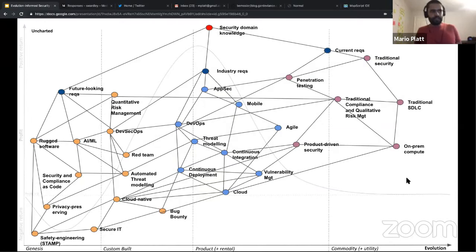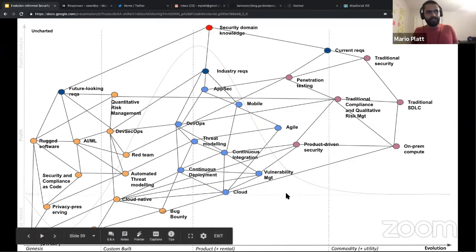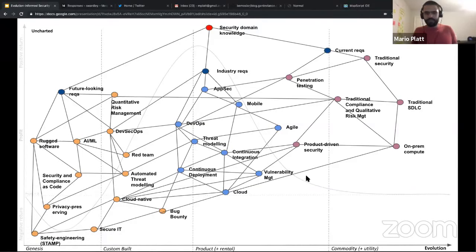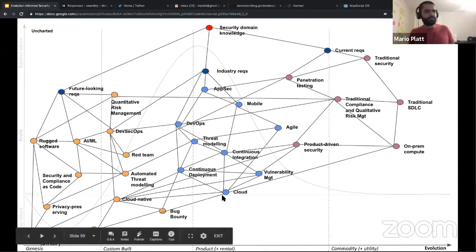This is hopefully to help security professionals come up with a view on how to look at security. Here on the right, we've got the traditional things that are how we've been doing security for the past 20 years. In blue, we've got things that are being asked of us that have high value on the market at the moment: application security, DevOps, threat modeling, continuous integration, continuous deployment. Those are the things the market is requesting of us now, and cloud as well.